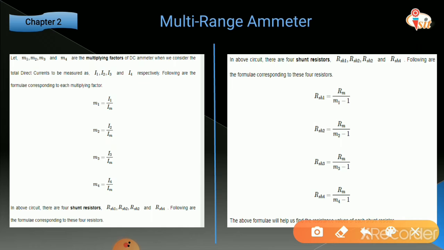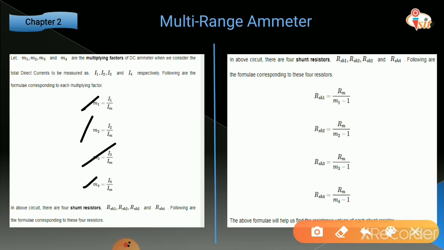Okay, in the last point we already discussed that M is equal to what? I upon Im. M is equal to I upon Im. In the multi-range ammeter, you students must know that there are 4 resistances: RSH1, RSH2, RSH3 and RSH4. For RSH1 the multiplying factor is M1, for RSH2 the multiplying factor is M2, for RSH3 it is M3, and for RSH4 it is M4.